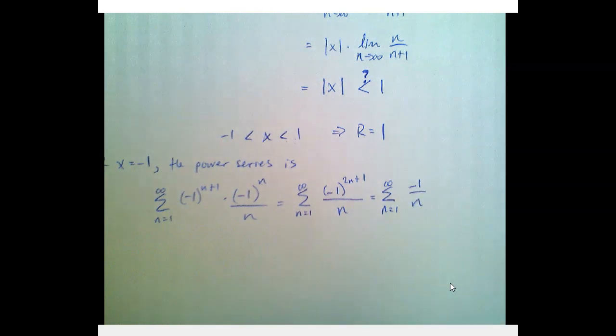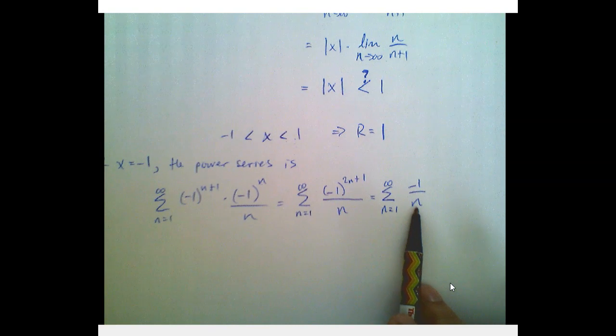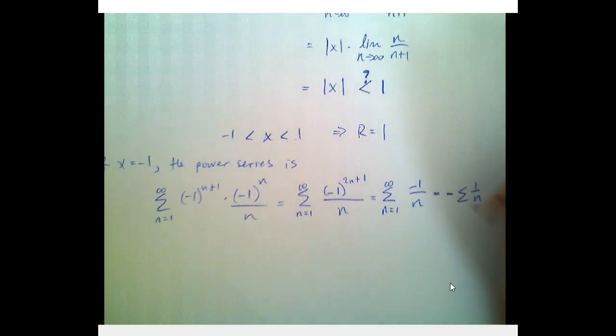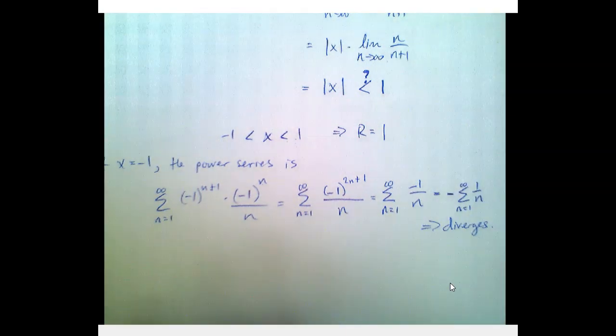Therefore, we'll always get this. So this is equivalent, and we can see here that this is going to diverge, right? This is actually equivalent to the negative of the harmonic series, which we've seen over and over again to diverge. Diverges.